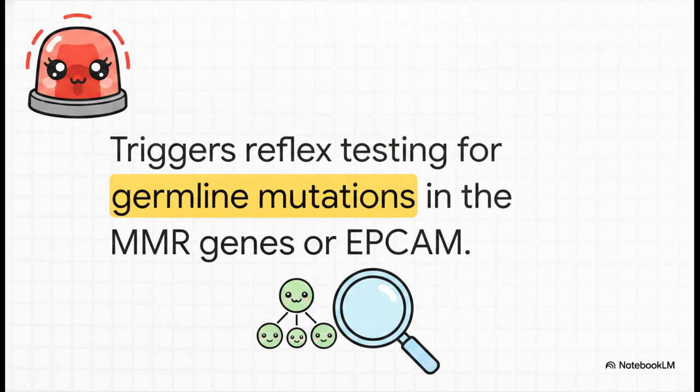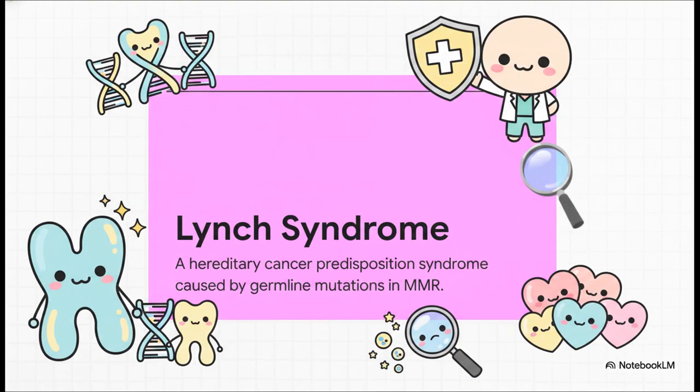It triggers what's called reflex testing, where doctors look for germline mutations in those MMR genes. Basically, they need to answer a big question. Was this genetic brokenness just a random fluke inside the tumor, or was the patient actually born with a broken proofreader gene? This reflex testing is a total game changer because it can diagnose Lynch syndrome, which is a hereditary cancer predisposition syndrome. If the mutation is inherited, it means the patient is at an extremely high risk for other cancers down the line. But even more importantly, it allows doctors to proactively screen, test, and protect the patient's entire extended family who might share that exact same broken gene.